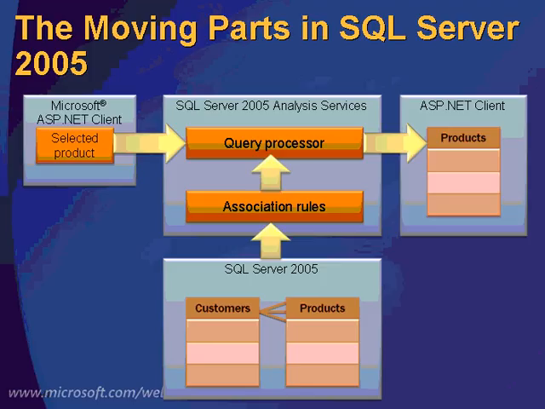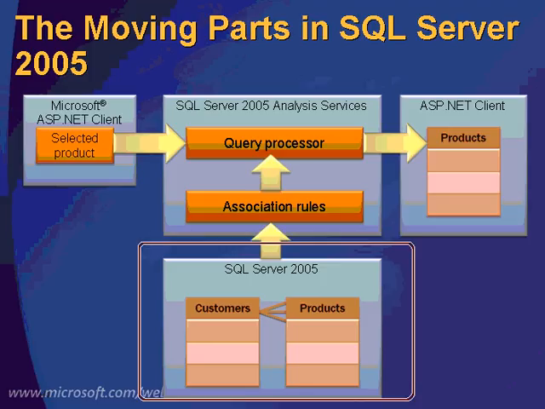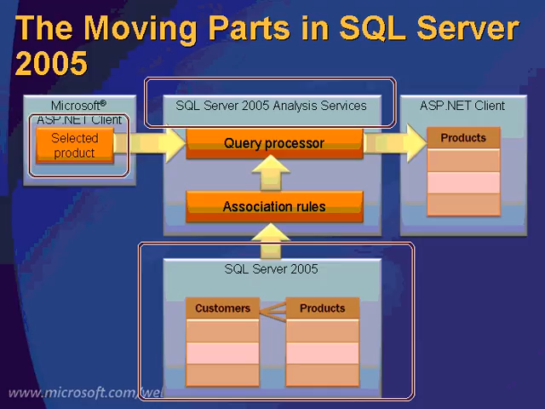When we see this in SQL Server 2005, then typically you're going to have a scenario where the historical data is stored in SQL Server. The association rules are built by SQL Server 2005 Analysis Services, which will also act as the query processor. The ASP.NET client that we're going to build is where we select the product, and the recommendations, again, as you saw in the sample that I built, are sent back to the ASP.NET client. So it's really, again, a very simple model in SQL Server, which is going to reflect the very simple model that we're using to build this recommendation engine.